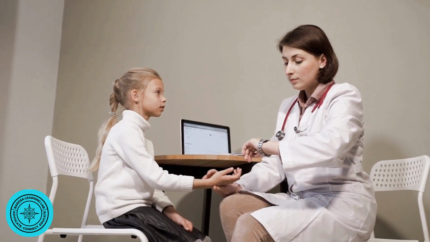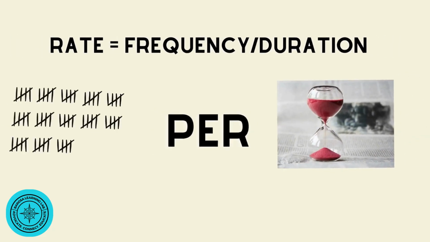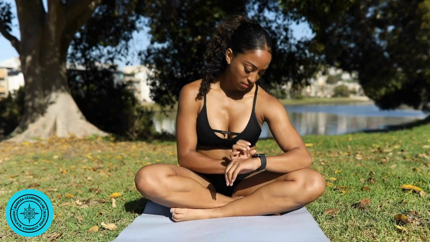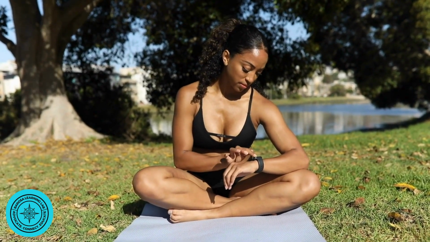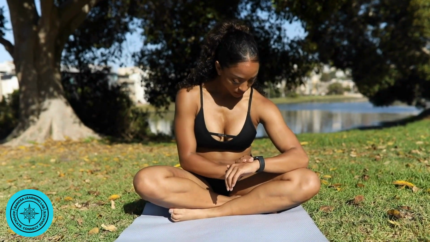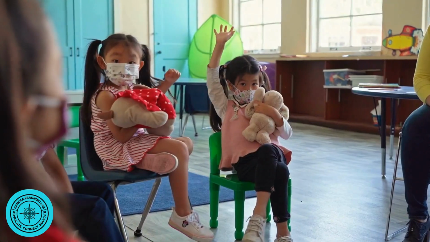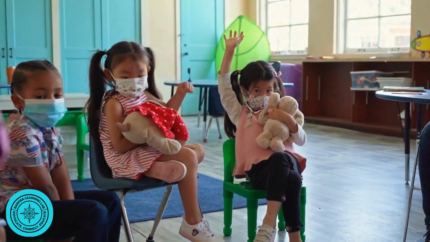Rate. Definition: rate measures the frequency of behavior occurrence per unit of time. Formula: rate is measured by dividing the number of occurrences by the observation time. Simple explanation: rate is like frequency, but we also consider how much time has passed. It is especially important when the duration of sessions varies. Example: the rate of a student raising their hand during a 45-minute lesson.